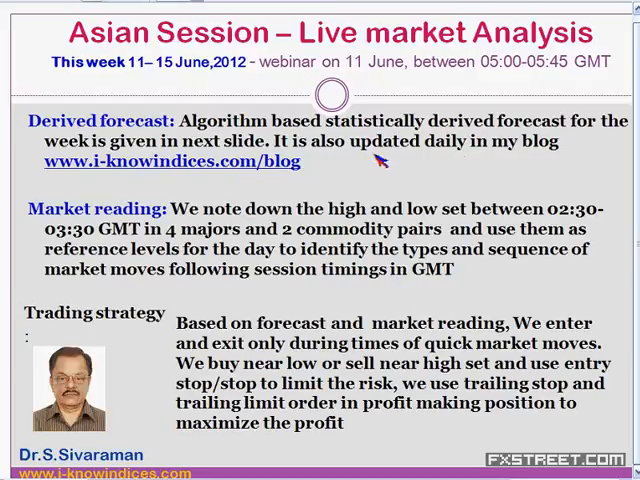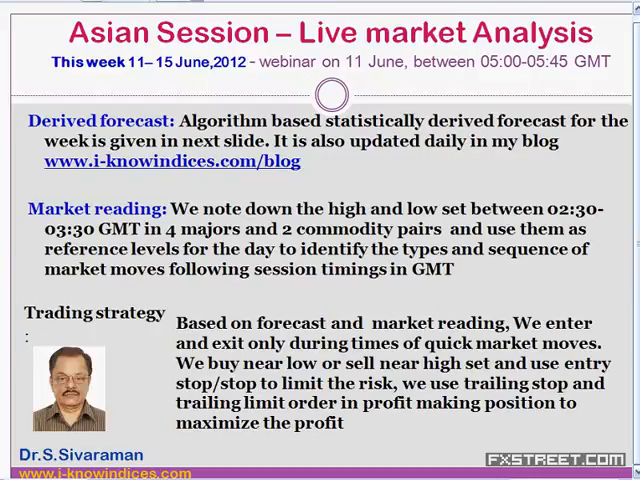Now, with regard to the market reading, we note down the high and the low set between 2:30 and 3:30 GMT in 4 majors and 2 commodity pairs and use them as the reference levels for the day to identify the type and the sequence of moves they are doing session after session. And we will track all these things using the GMT time frame.